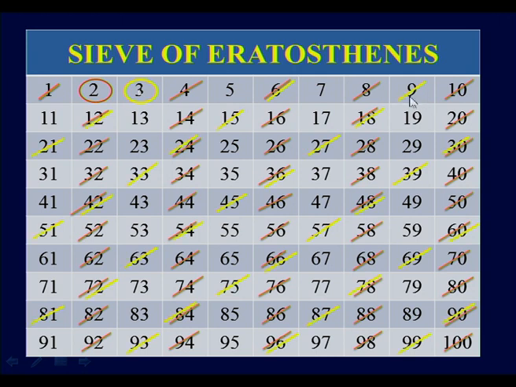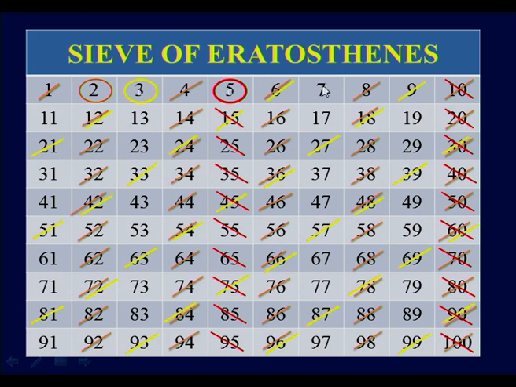So, let us cross 9. Next 12, 15 and so on up to 99. Next prime number is 5. So, let us strike off every multiple of 5 starting from here. Next multiple is 10, next one is 15, 20 and so on up to 100.